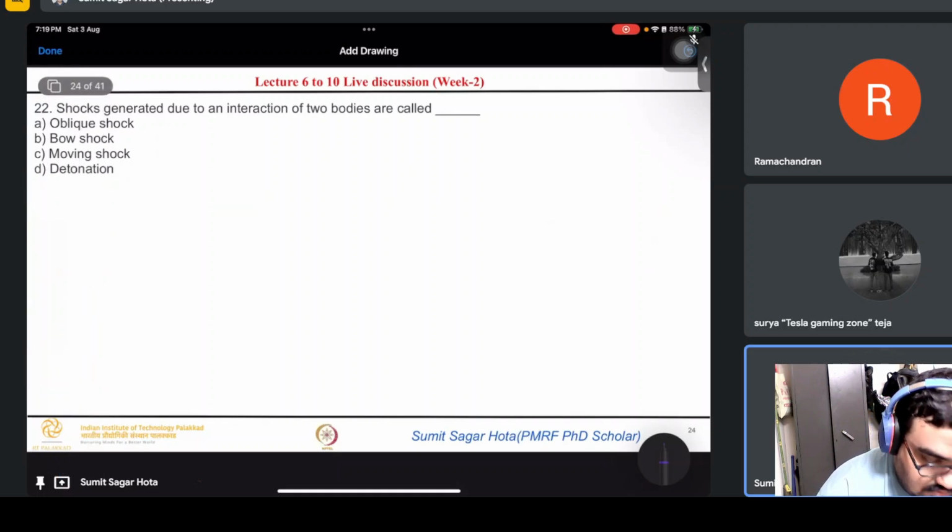Question 22: Shock generated due to an interaction of two bodies is called what? Two bodies lead to what? A moving shock. The shock can move. So where will it move then? Moving shock, so interaction.